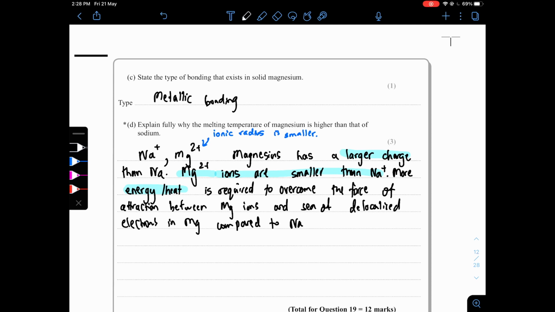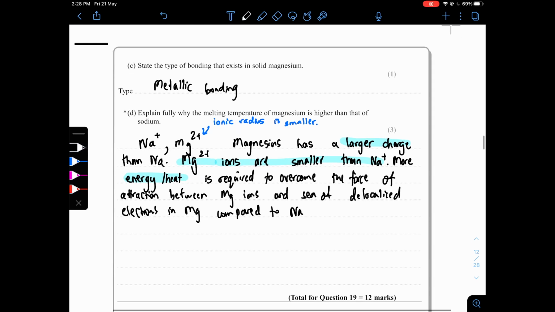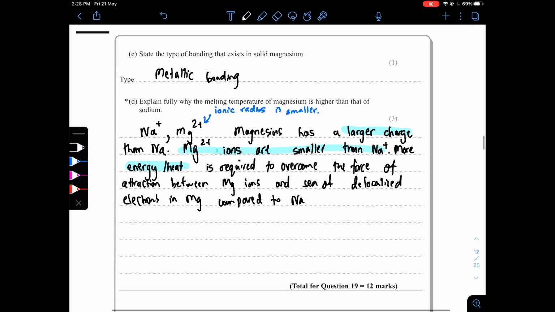You don't have to write Na, you can write sodium and magnesium in normal, but I just prefer Na, it is much simpler. Okay, so that's the answer for this. I'd say the key point here is the energy, more energy. So let me just highlight that as well. More is important, more, and larger, and the keyword smaller.